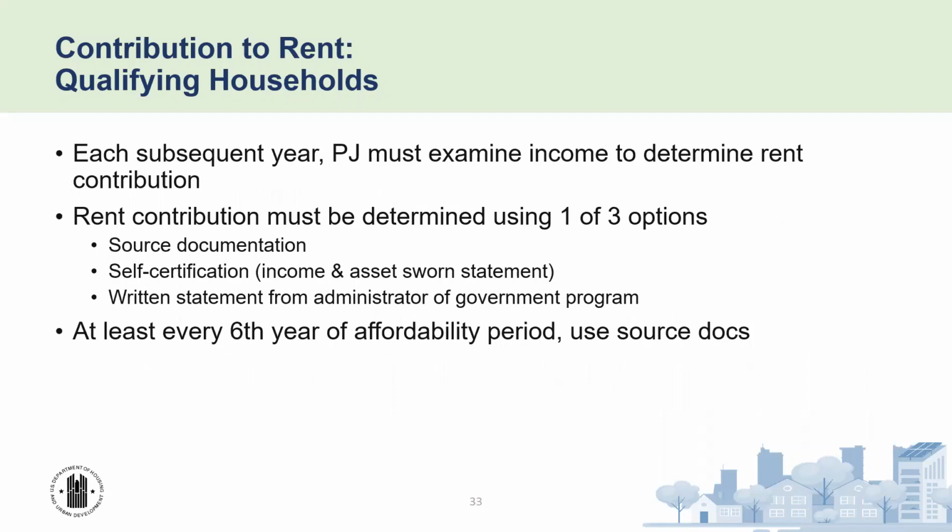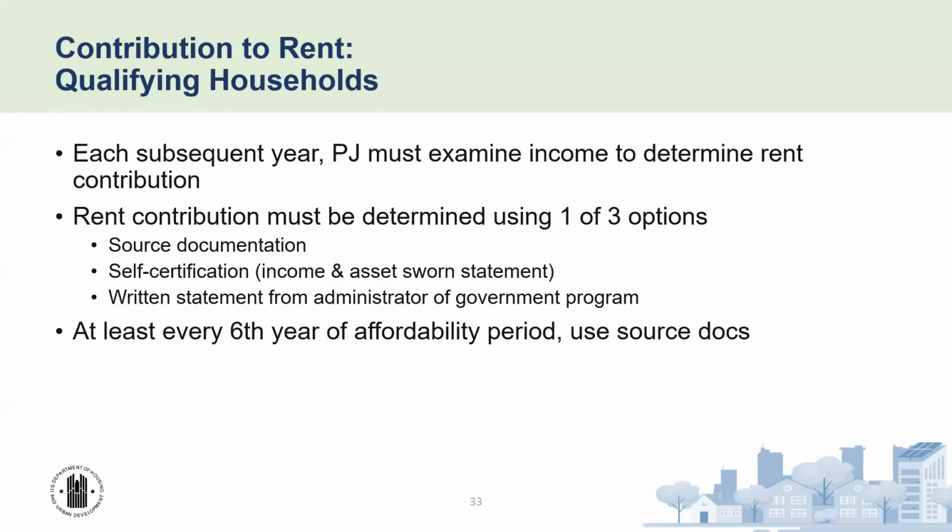Each subsequent year during the HOME-ARP compliance period, the PJ must re-examine the qualifying household's income to determine an affordable contribution to rent. Similar to HOME, that means that the PJ must specify one of three options the project owner must use to determine the household's income and contribution to rent, including an examination of at least 2 months of source documentation, a written statement from the household certifying its annual income, or a written statement from the administrator of a government program under which the household receives benefits, and an examination of the household income is required.